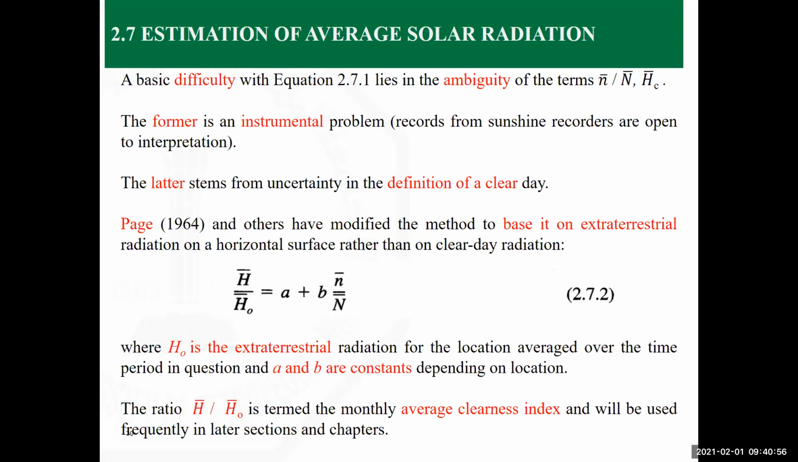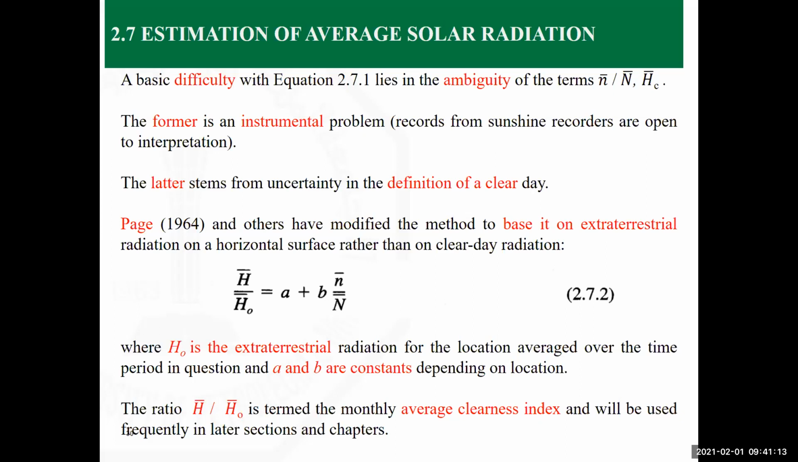how would you define a clear sky? Is it a sky with no clouds at all over the day, or a certain small number of clouds and only for a short period of time? So this kind of uncertainty is affecting the whole formula that we have here.